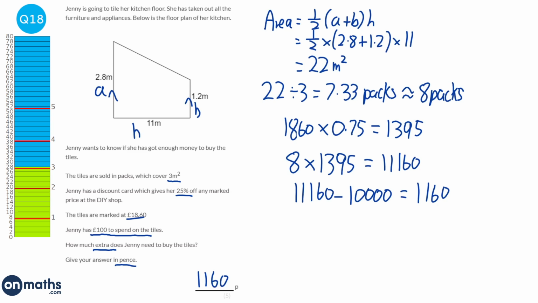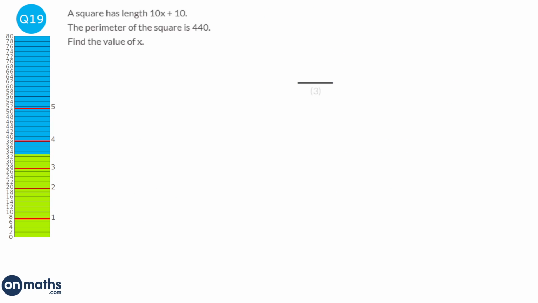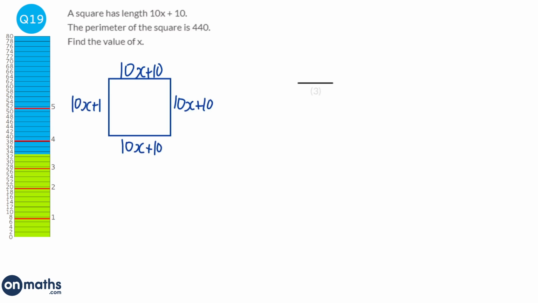First thing I'm going to do is just draw the square out, and we know the length of it is 10x plus 10, but it is a square, so that's the same all the way around it. But we're also told that the perimeter is 440. So what we can do is work out the perimeter in algebra by multiplying 10x plus 10 by 4, or just adding up the 4 lengths that we've got.